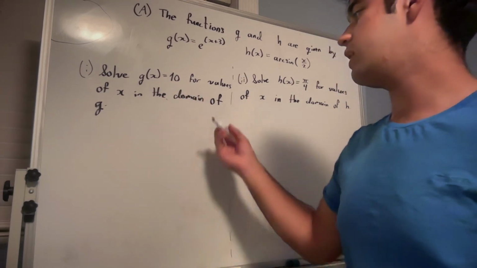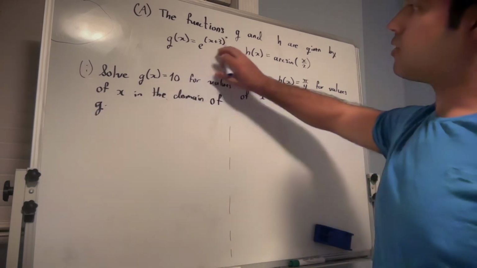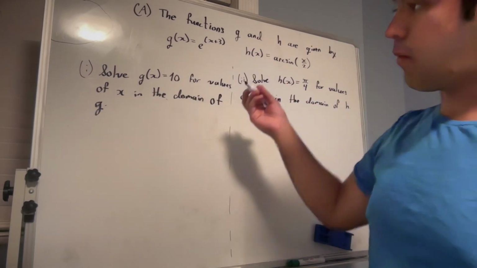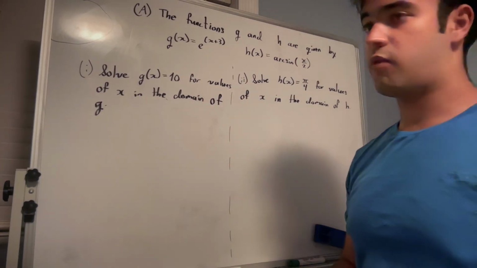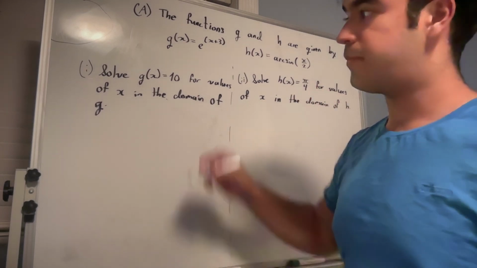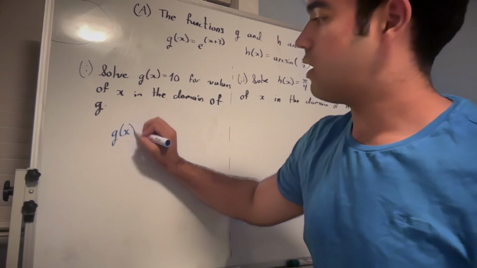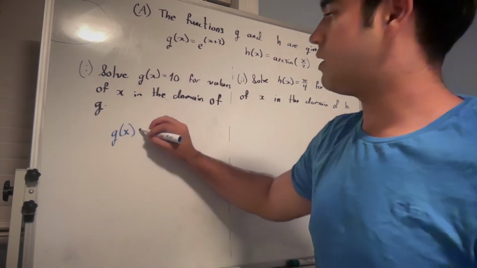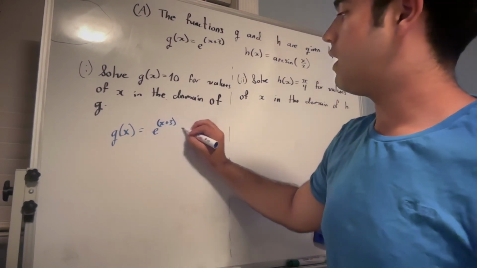And what's important is that we have to consider the domain of g before we begin. Now, since the domain of g is all real numbers, it's not going to be an issue for us when we solve for x. But we're going to see in the second part how we would maneuver that. So here we're just going to make g of x equal to 10. Our g of x is e to the x plus 3, and this is going to be equal to 10.